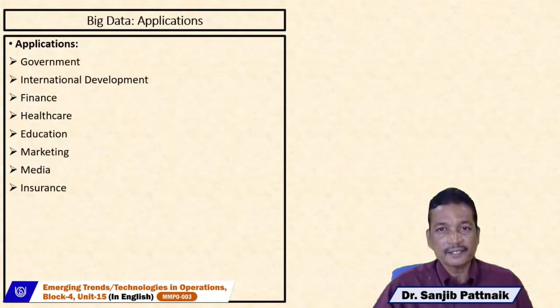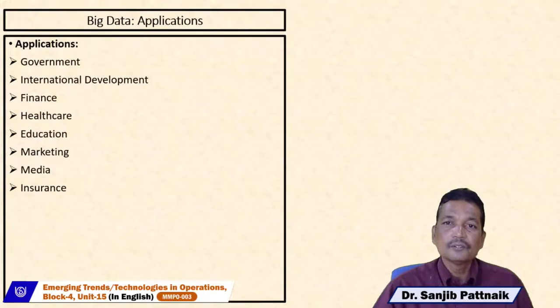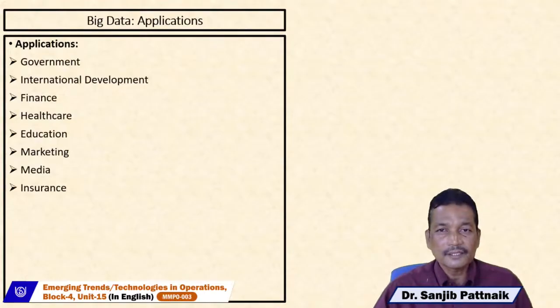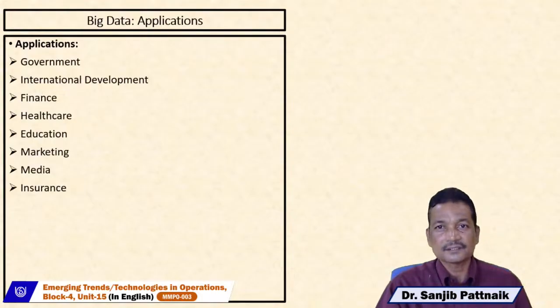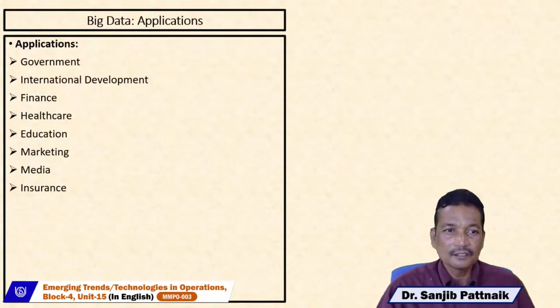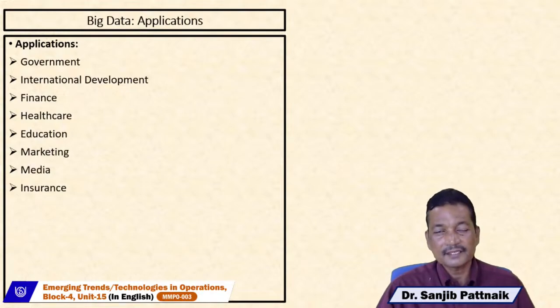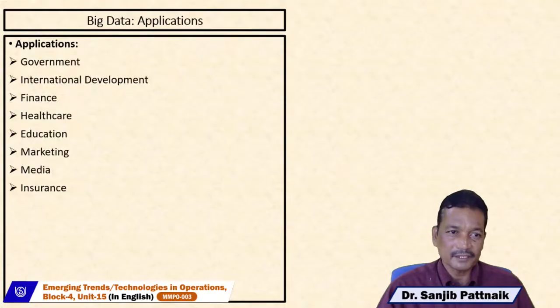International development, like how the economy of around 200 nations in the world is changing from time to time. What is the level of poverty? What is the satisfaction index of the people living in the various countries, etc. All these are big data.